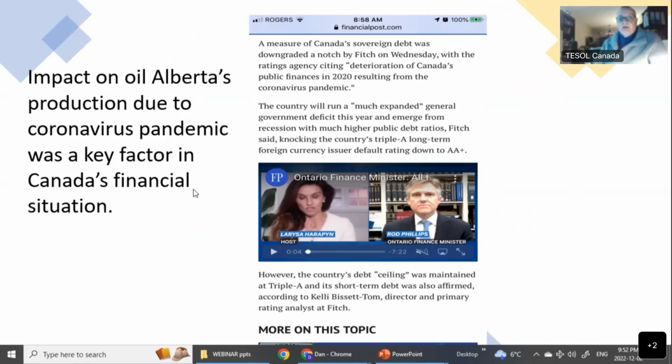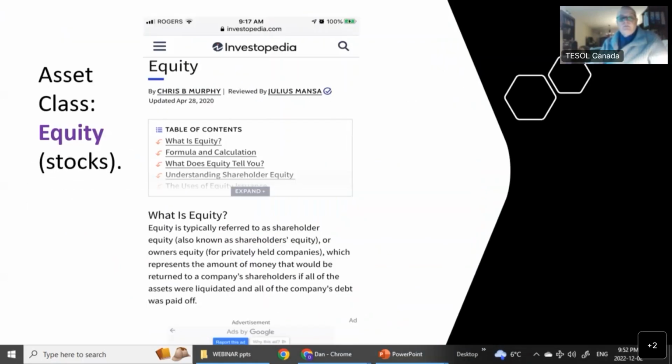Because of course, when the pandemic hit and everybody was in lockdown and very few people were still driving, there was no demand for gasoline for the cars, and that basically shut down Alberta's oil industry. Alberta oil is a big piece of Canada's economy, so all these factors put together reduced their bond rating.